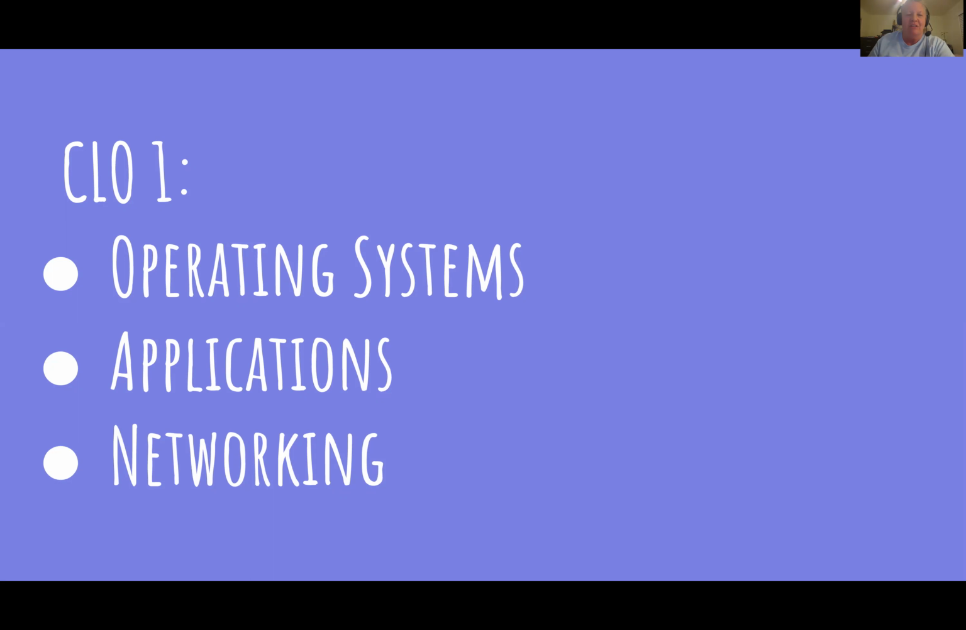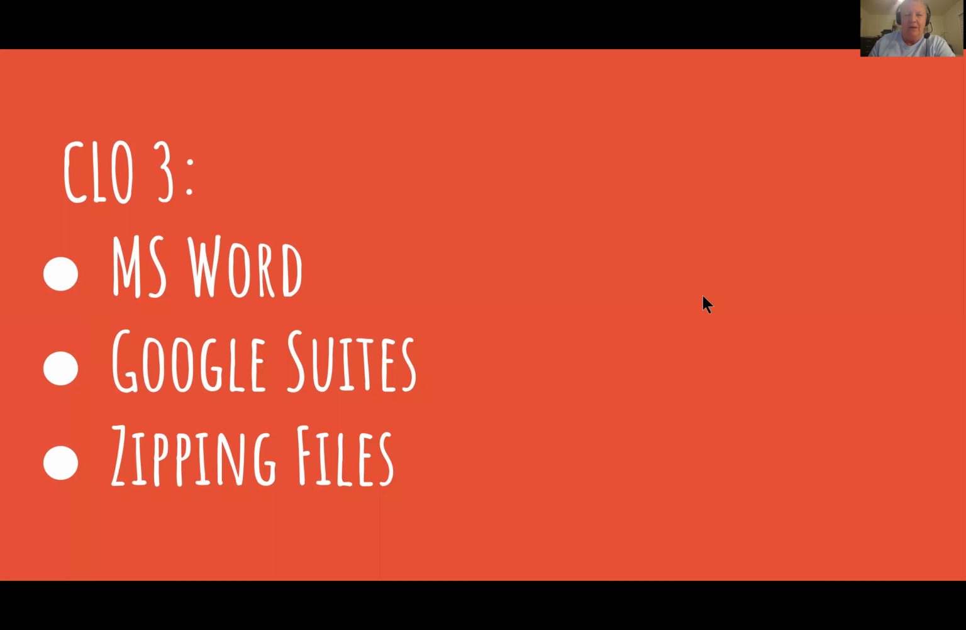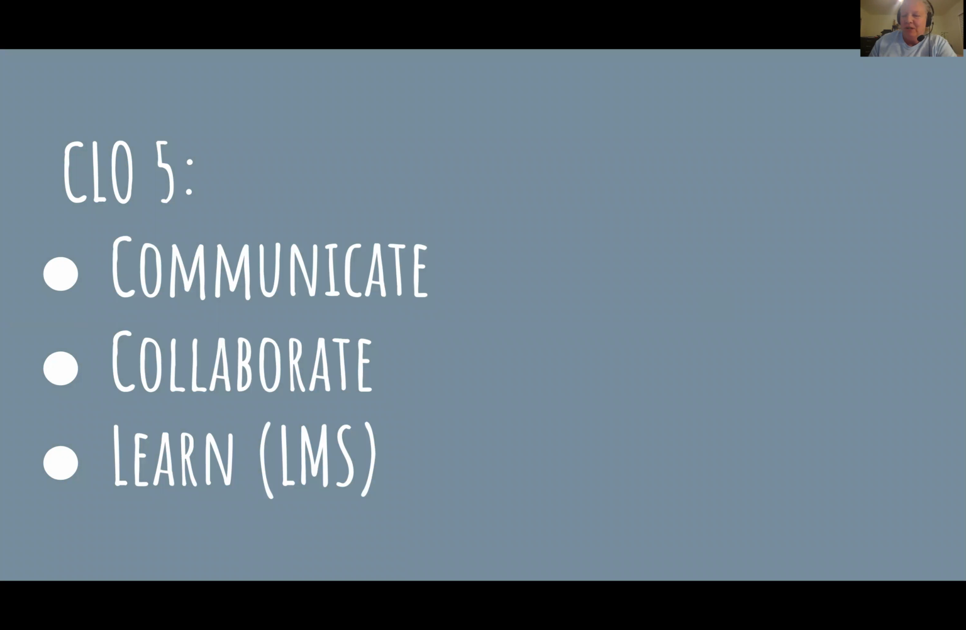So here we are. We're going to talk a little bit about operating systems, applications, and networking. I think you've probably used those things, but maybe you haven't really thought about what they are or how they work. So we're going to go into a little bit of detail on those things. The second learning objective is to learn about MS Word, Google Suites, and zipping files. And the last learning objective for this week is communicating, collaborating, and learning on learning management systems online.